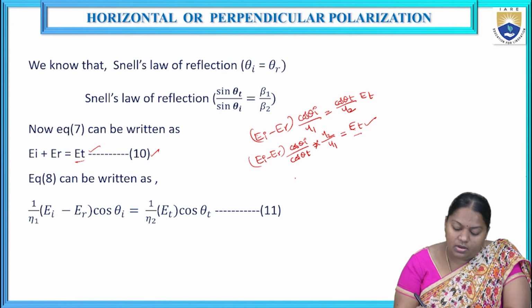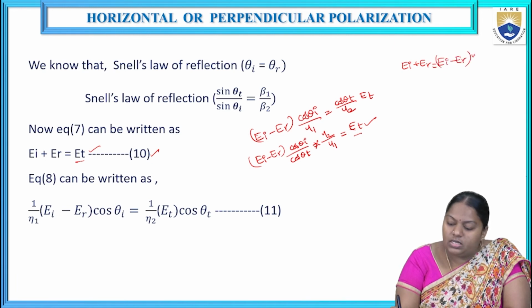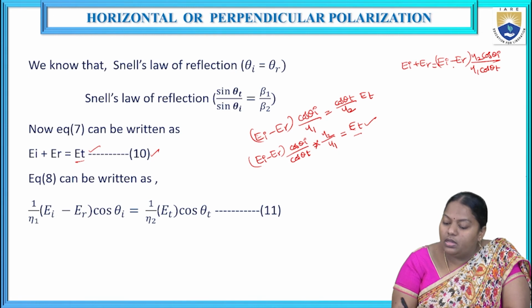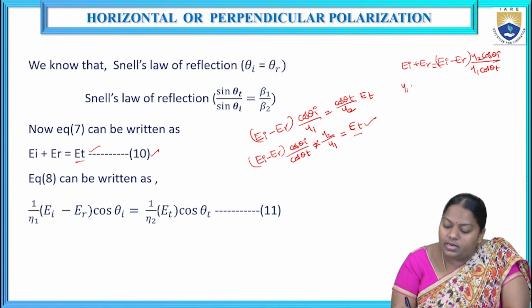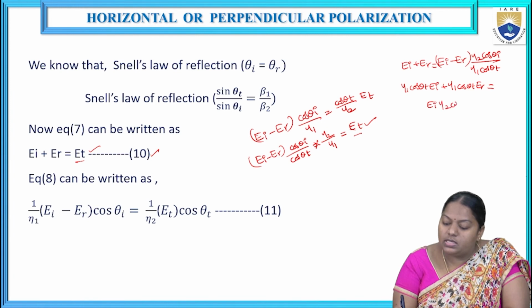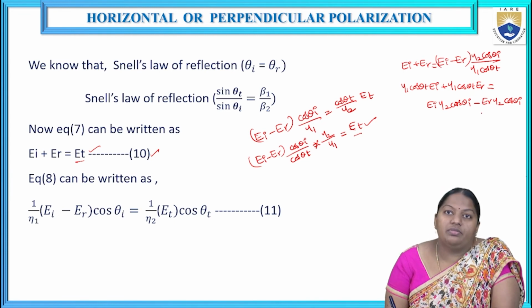Now, if you compare like this, E_i plus E_r equals (E_i minus E_r) into eta_2 cos theta_i by eta_1 cos theta_t. Now separate E_i terms and E_r terms. Cross multiplication between these two: eta_1 cos theta_t E_i plus eta_1 cos theta_t E_r equals E_i into eta_2 cos theta_i minus E_r into eta_2 cos theta_i. Okay, we can separate incident and reflected wave field strengths.